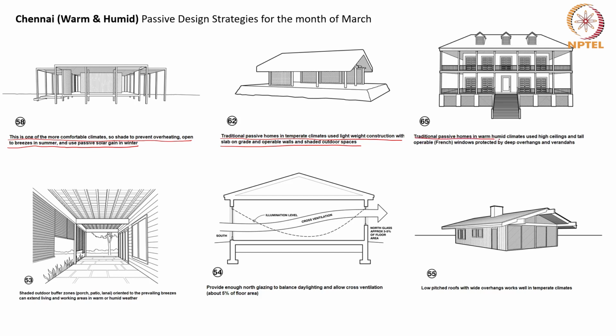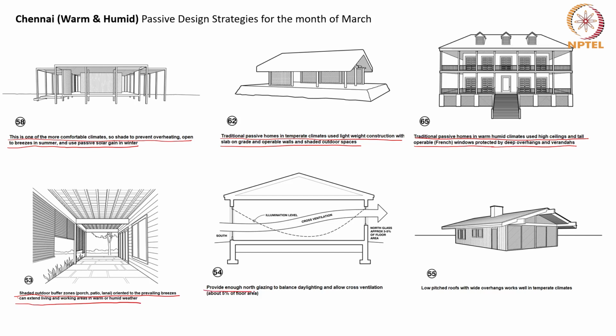Traditional passive homes in warm-humid climate use high ceiling and tall operable French windows protected by deep overhangs and verandas. Shaded outdoor buffer zones such as porch, patio, lanai oriented to the prevailing breezes can extend living and working areas in warm or humid weather.